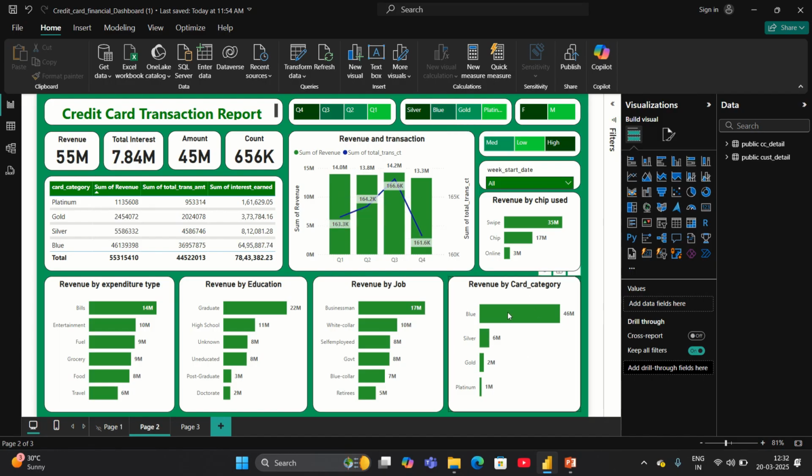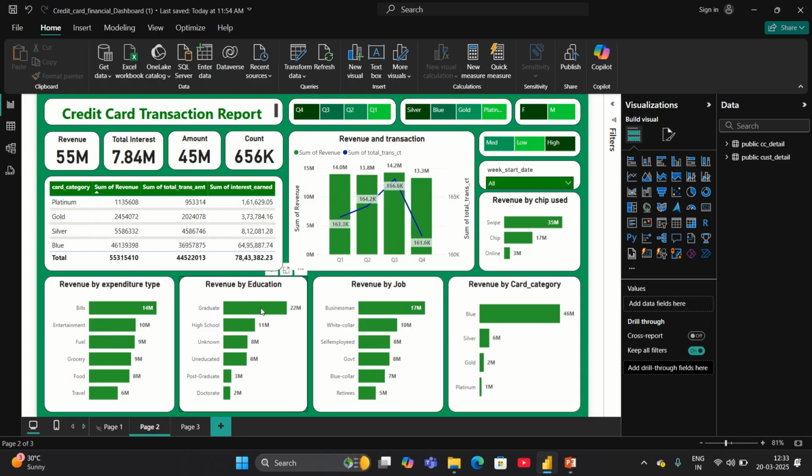Here we can see revenue by card category. Blue card users contribute the majority revenue. Gold and platinum cards generate the least revenue. Yes, here we can see revenue by expenditure. Bills contributed the highest revenue, followed by entertainment. Travel contributed the least.